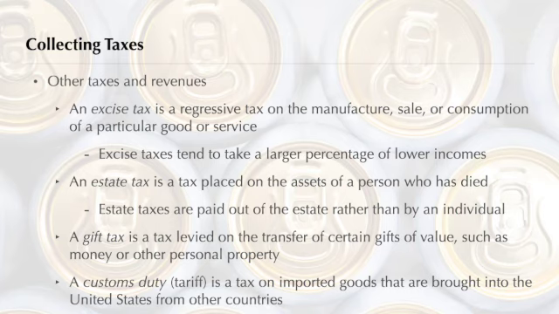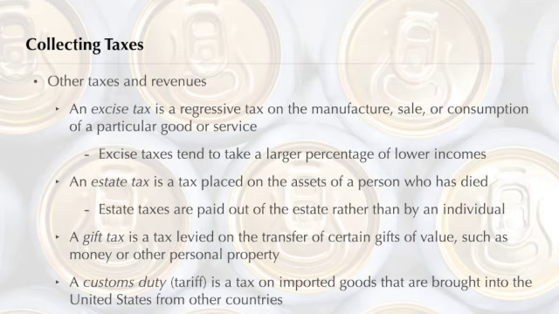Estate and gift taxes are taxes on houses, cars, jewelry, and other personal assets when they are transferred from one owner to another under specific circumstances. An estate tax is a tax placed on the assets of a person who has died and is paid out of this estate rather than by the individual. Federal estate taxes are levied only on estates worth more than $600,000. A gift tax is placed on the transfer of certain gifts of value, such as money or other personal property. The gift giver pays the tax if his or her gifts to an individual exceed $10,000 annually.